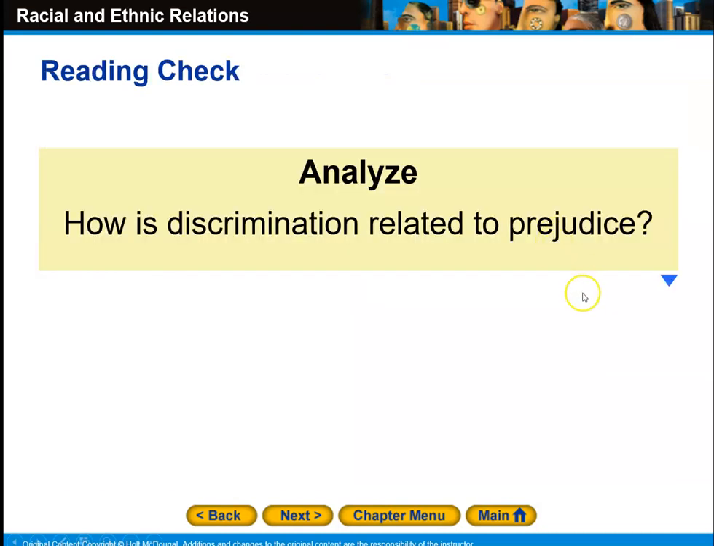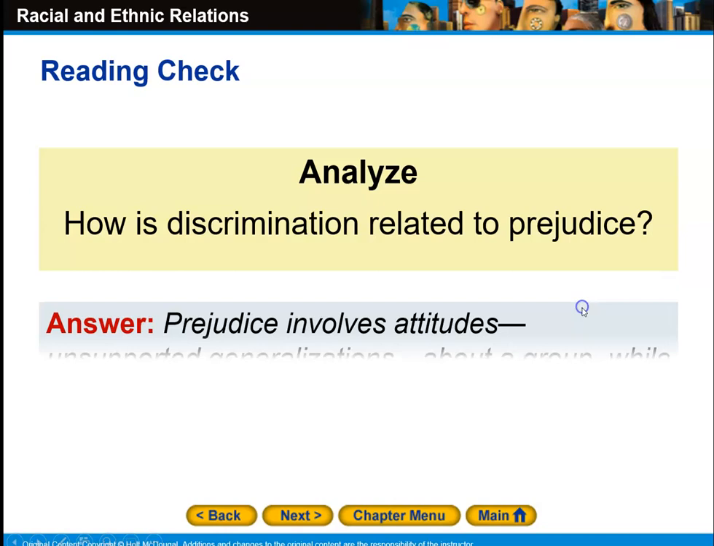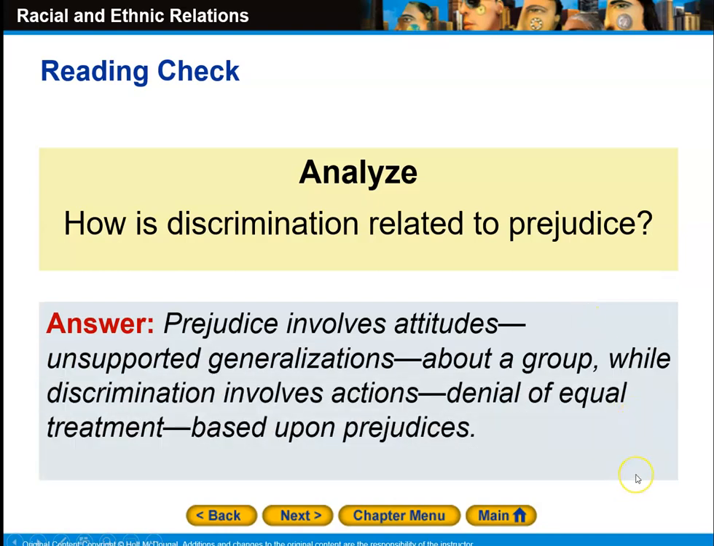So how is discrimination related to prejudice? Prejudice involves attitudes, unsupported generalizations about a group, while discrimination involves denial of equal treatment based upon prejudices.